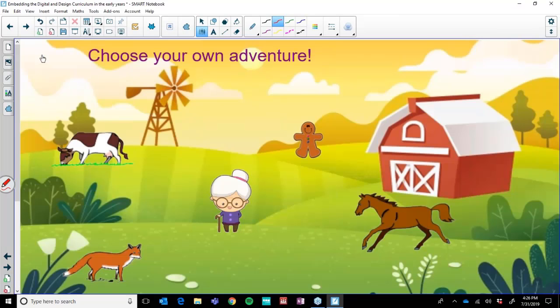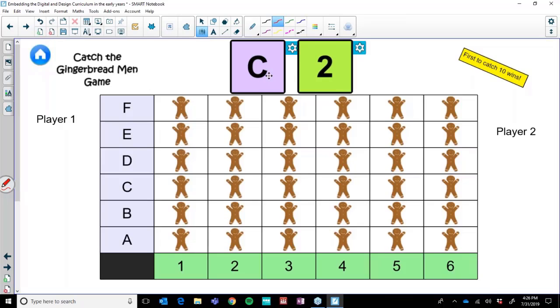The last one was our granny, and this was probably one of my favorite games where we were doing mapping. Now, they grasped this really, really quickly. They had to roll the dice and get a letter and a number, and then they had to find that gingerbread man. So player one got to capture that gingerbread man, and it was who could catch the most gingerbread men.